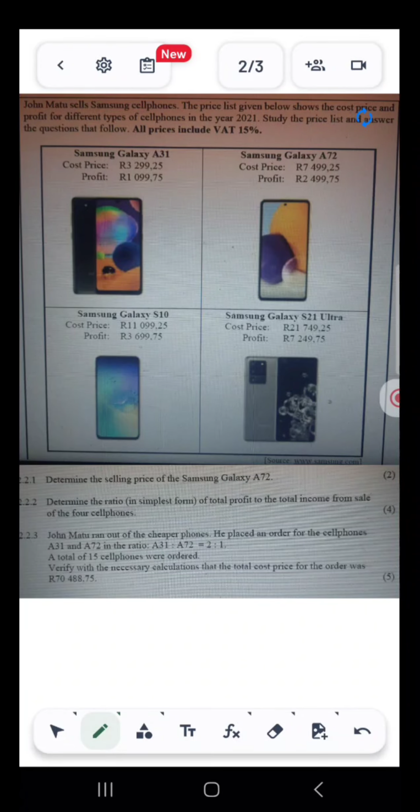Okay, study the price list and answer the questions that follow. All prices include VAT at 15%. So we should take note that all the prices already include VAT.